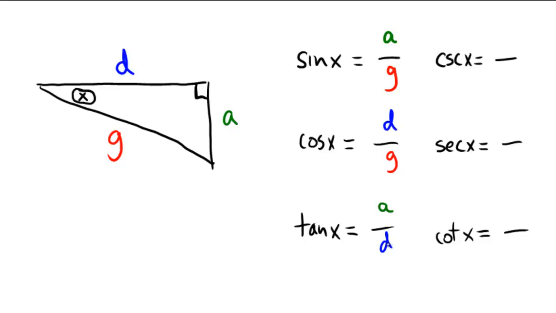For the reciprocals, since sine was A over G, cosecant will be G over A. The cosine was D over G, so secant will be G over D. I think I read that backwards, sorry. Cosine was D over G, so secant is G over D. And for tangent, since we had A over D, the cotangent is going to be D over A.